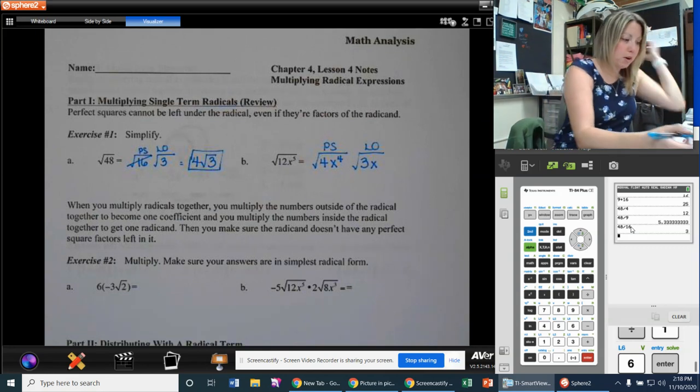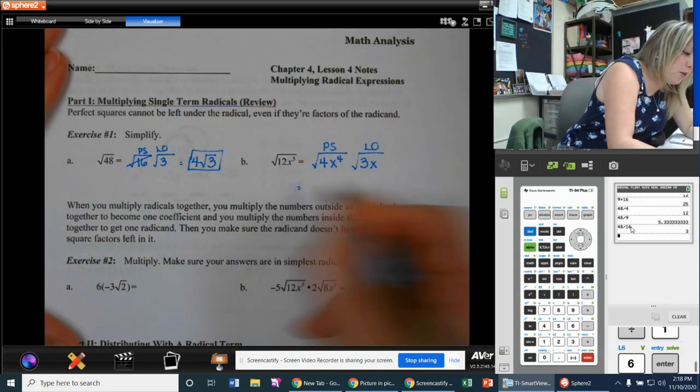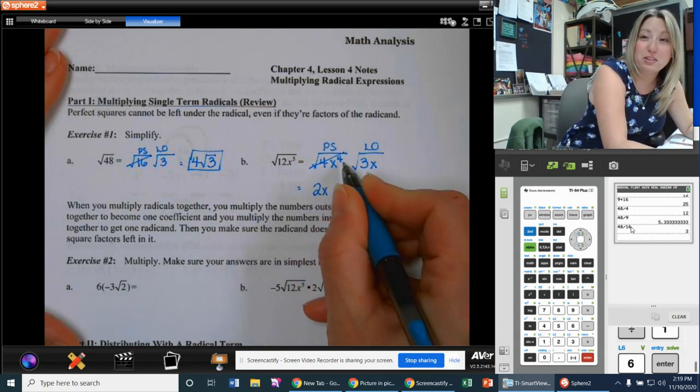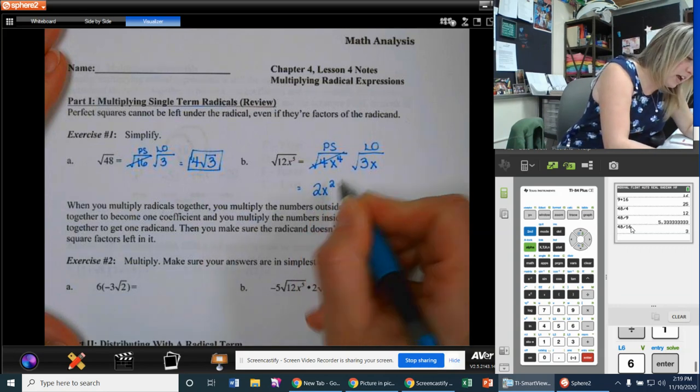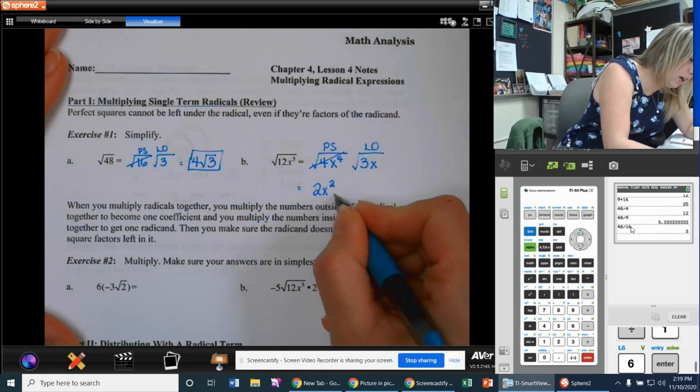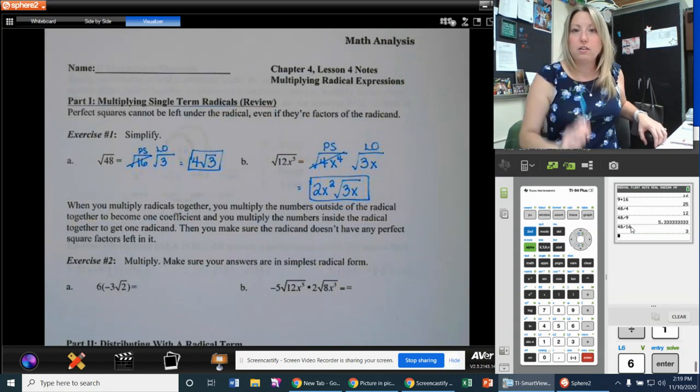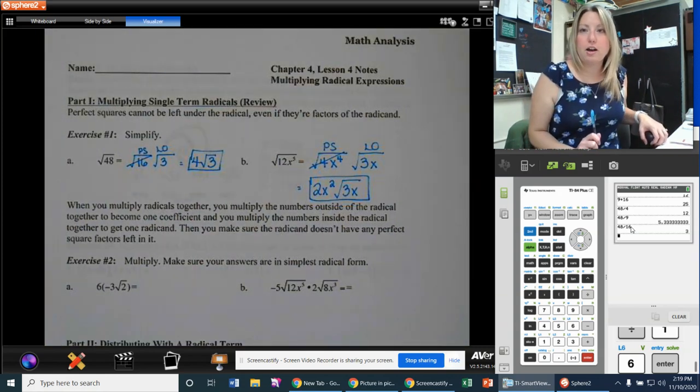So now take the square root of the perfect squares. The square root of 4 is 2. The square root of x to the 4th is x squared. That's your coefficient. Bring your whole leftover down. Your final answer is 2x squared radical 3x. Say that. 2x squared radical 3x.